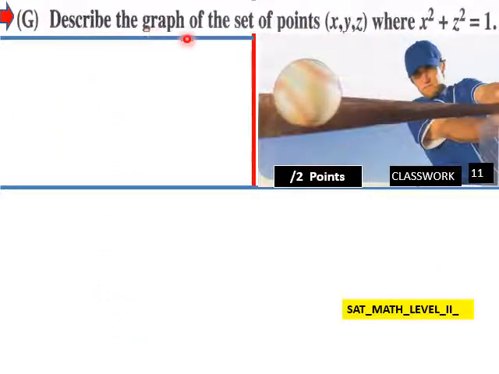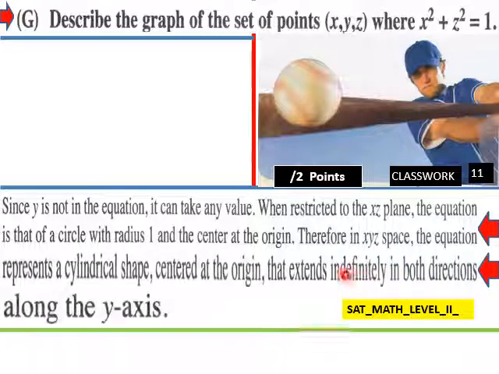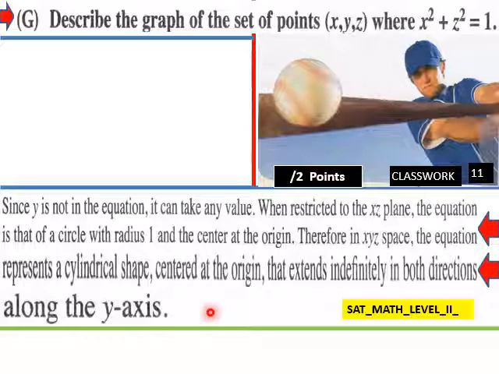Example G, describe the graph of the set of points x, y, and z where x squared plus z squared equals 1. So in this case, since y is not in the equation, it can take any value. When restricted to the xz plane, the equation is that of a circle with radius 1 in the center at the origin. Therefore, in xyz space, the equation represents a cylindrical shape centered at the origin that extends indefinitely in both directions along the y-axis. That would be how you would explain that.